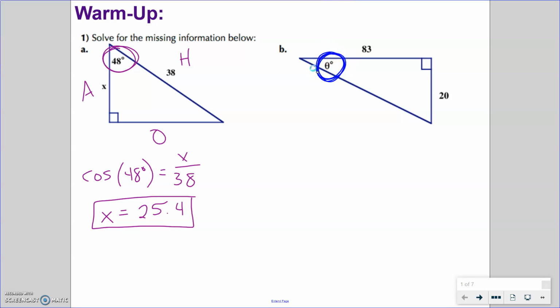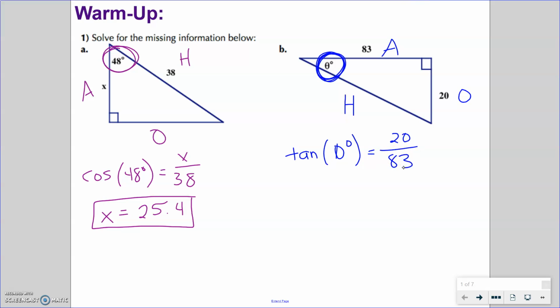Okay, so if I look at letter B, theta is my reference angle. Anytime you see that symbol, when it looks like a zero with kind of a line through it, that's theta, from the Greek symbol for O, basically. So here's my H, my O, and my A. I need to use the 20 and the 83 because I can't have too many unknowns. Since I want to use O and A, I want to use tangent. So tangent of theta degrees is equal to O over A.